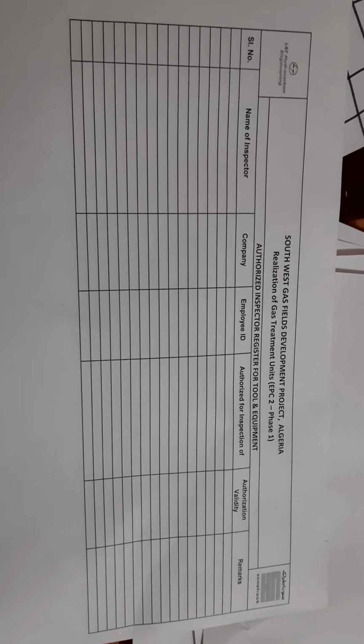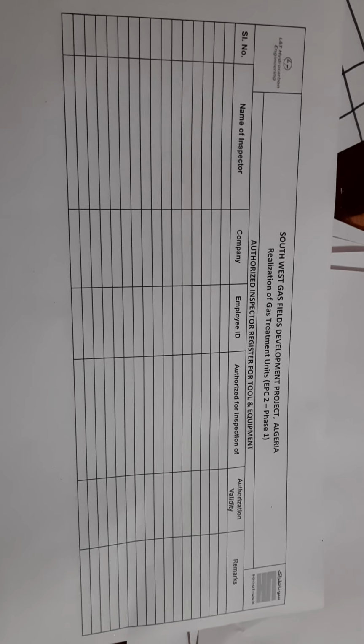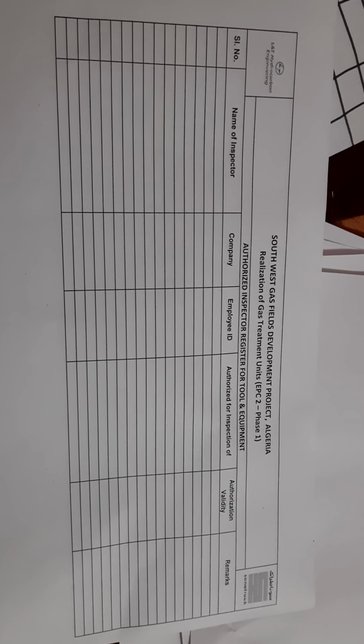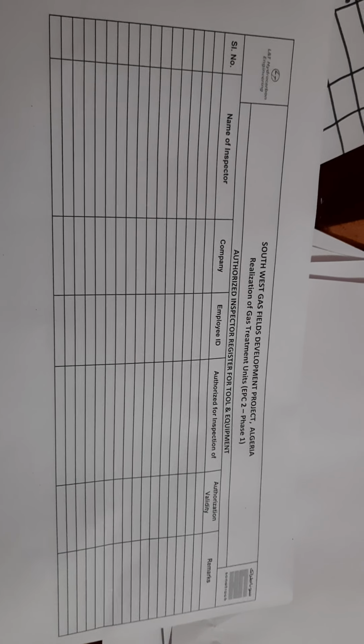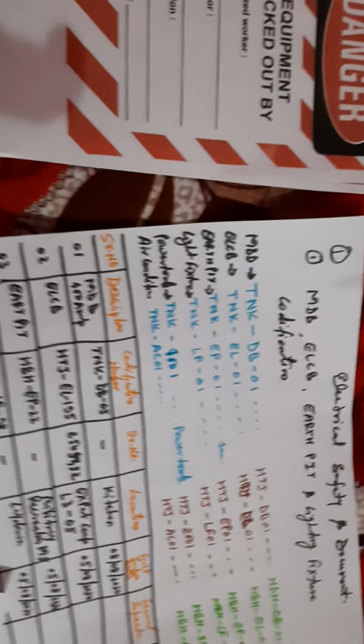This is the document I was just discussing with you. This is the authorized inspector register for tools and equipment. I will fill it and send it to you, and I will sign, and in this format RCM will sign and the HEC person will sign. I will declare that these are the persons who are authorized to validate different things. Okay, and I will mark in the remarks also whatever we have discussed here.